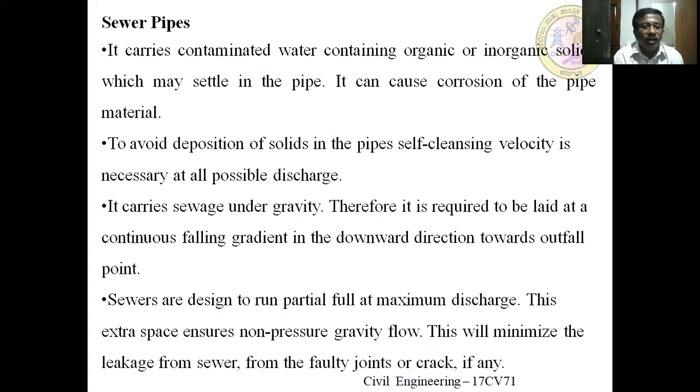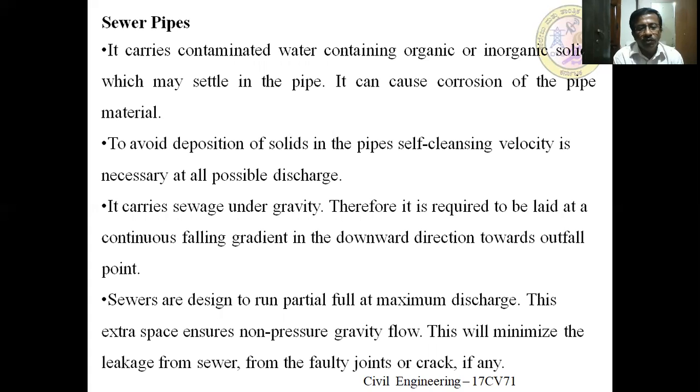It carries sewage under gravity. Therefore, it requires to be laid at a continuous falling gradient in the downward direction towards the outfall point. This means we lay the sewer pipe in such a way that only gravitational flow is achieved towards the outfall point. Outfall point means where the sewage is finally discharged, into a running water body or on land.